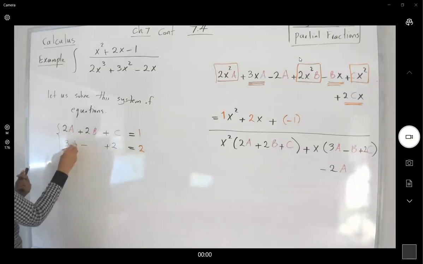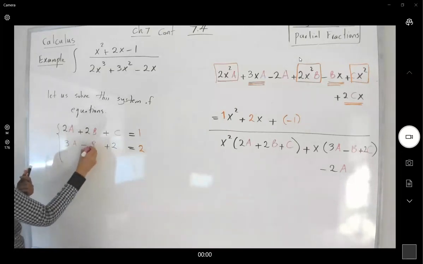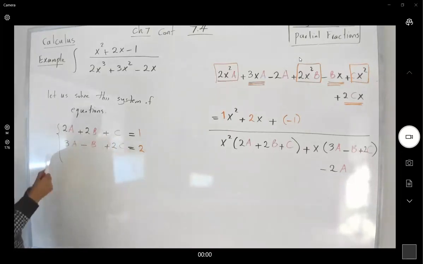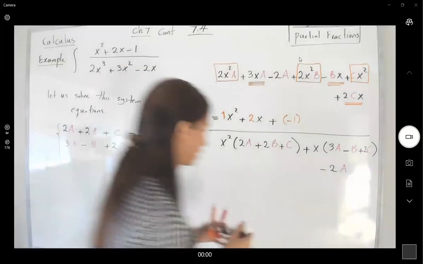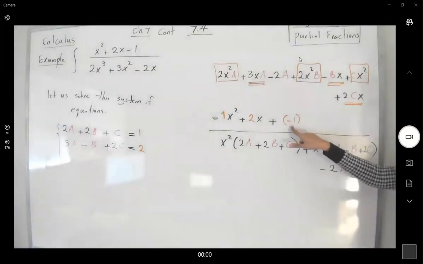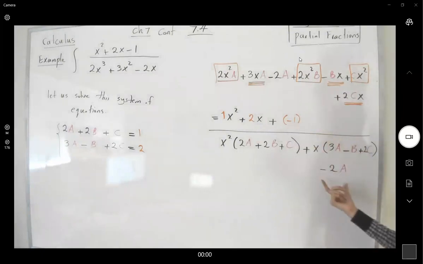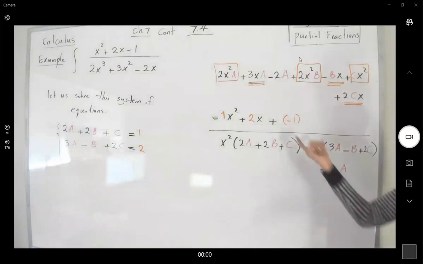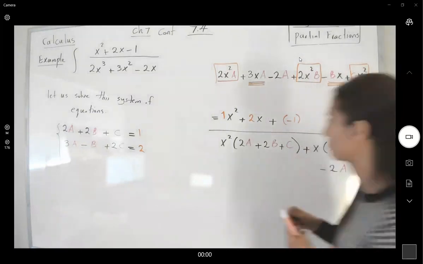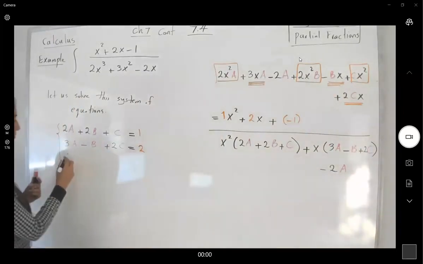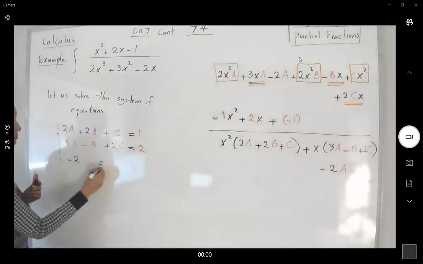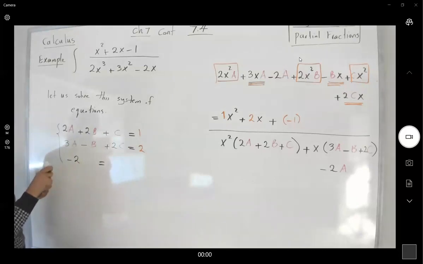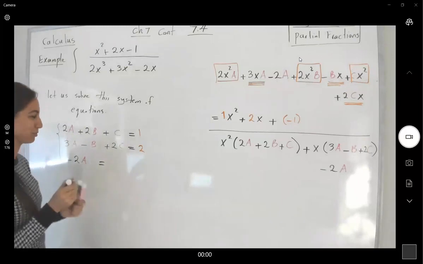a minus b, 2c is 2. And finally, the constants. The constant in the quadratic expression is negative 1. The constant in the second quadratic expression is minus 2a. So what's the meaning of that? It means that minus 2a and negative 1 are the same thing. Okay, this is what we learned in intermediate algebra.